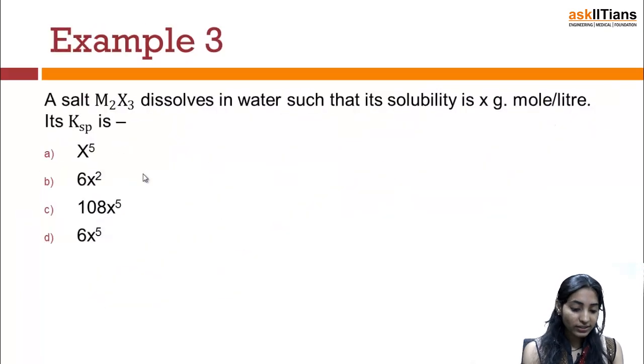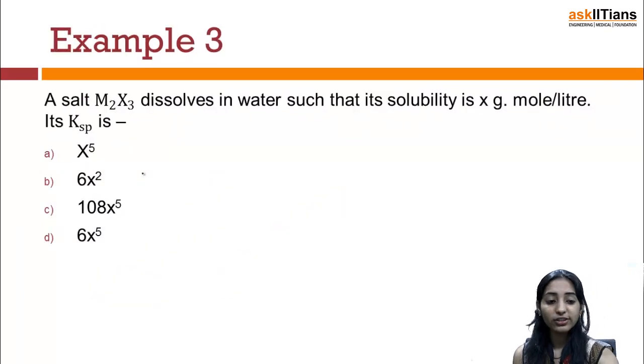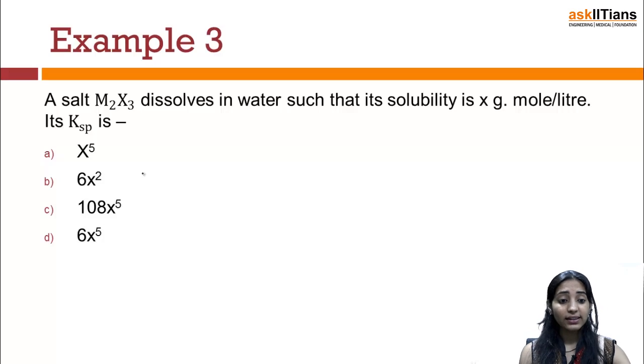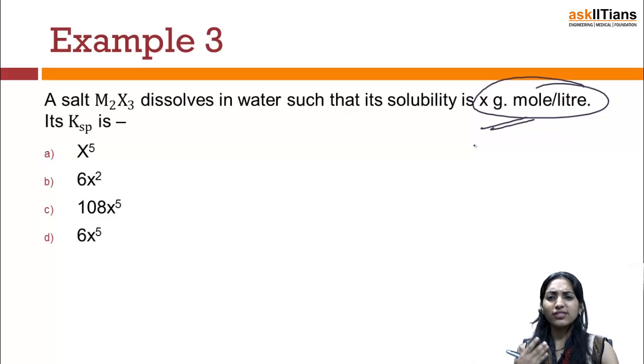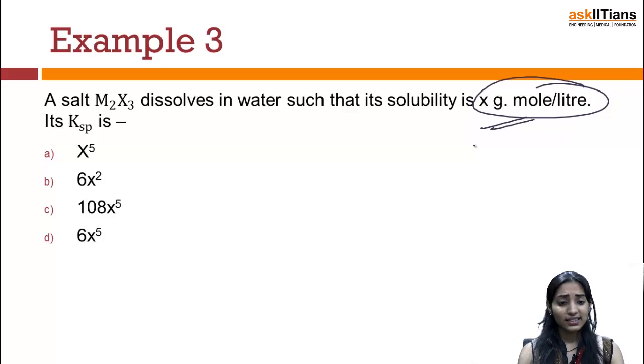Let's do another question. Another question that has been given to us is a salt M2X3 dissolves in water such that the solubility is x gram mole per liter. That means the solubility has been given in terms of moles per liter, and you have to find out what the KSP is. This kind of question is very common and is generally asked in exams.